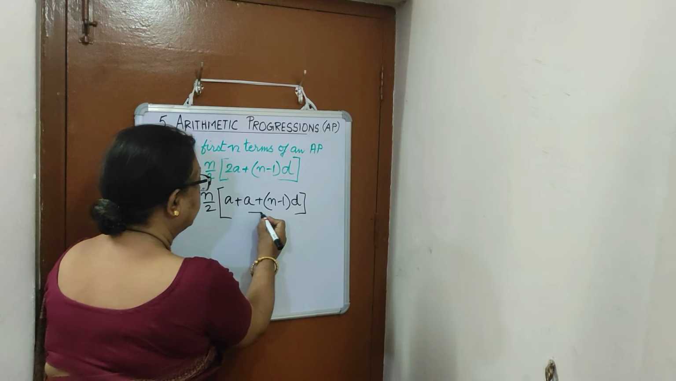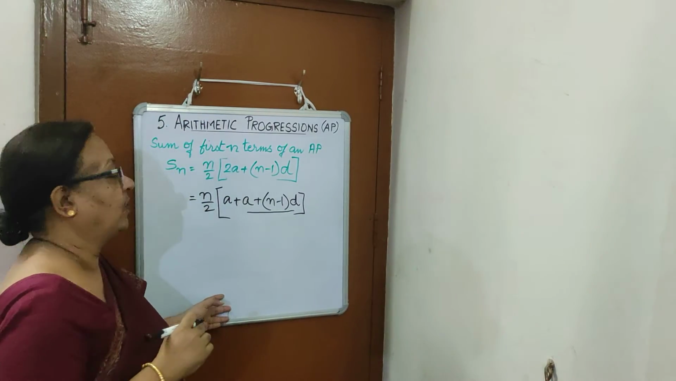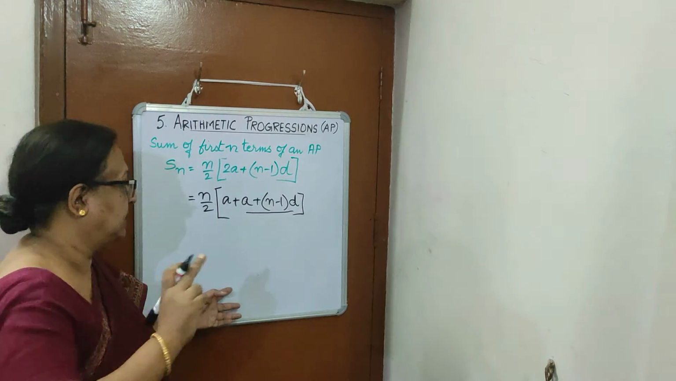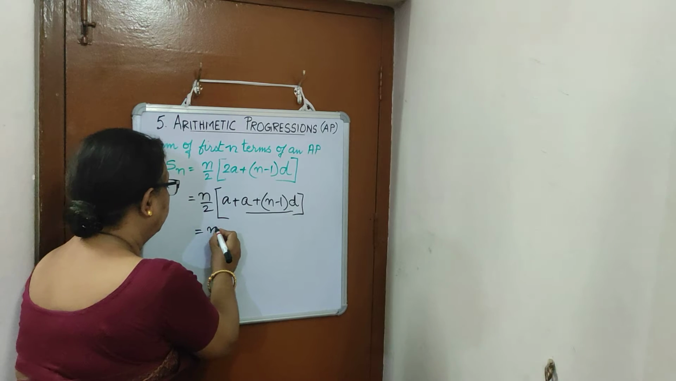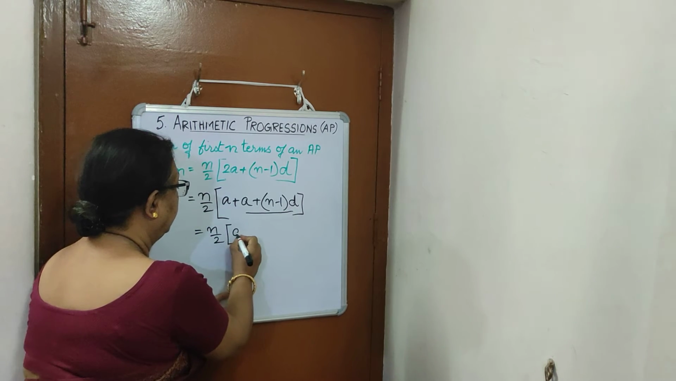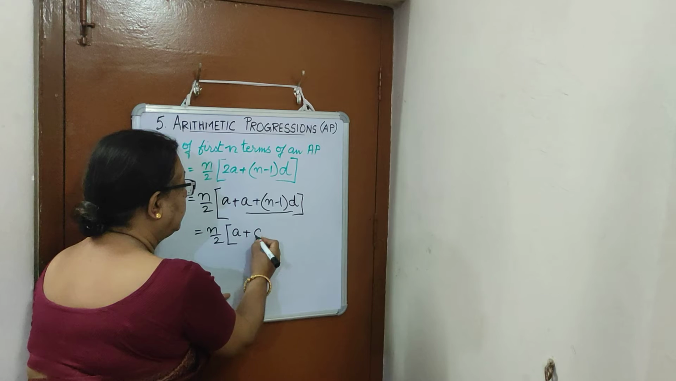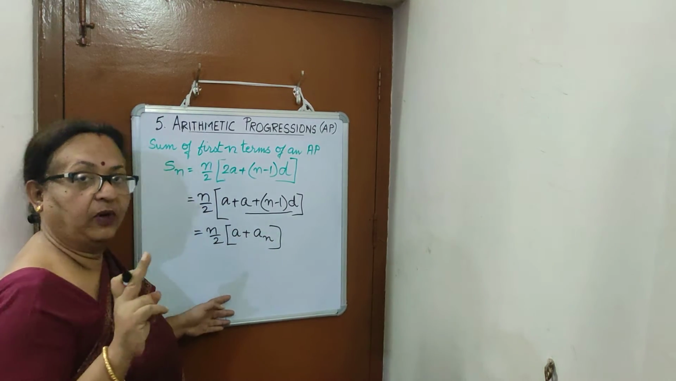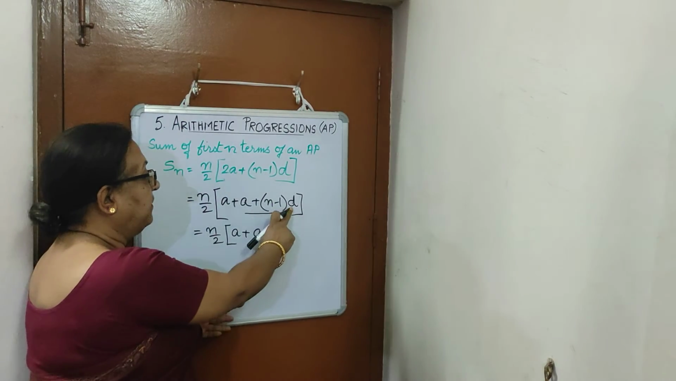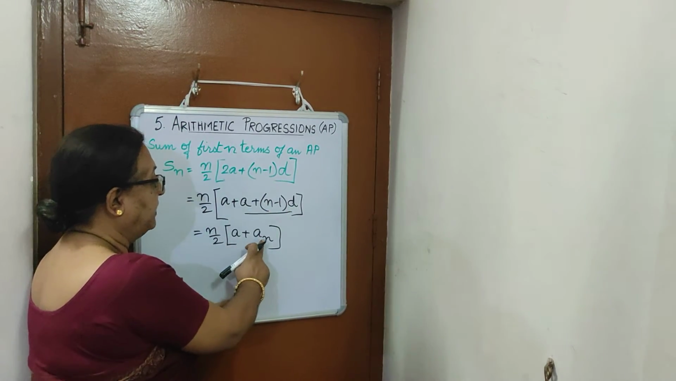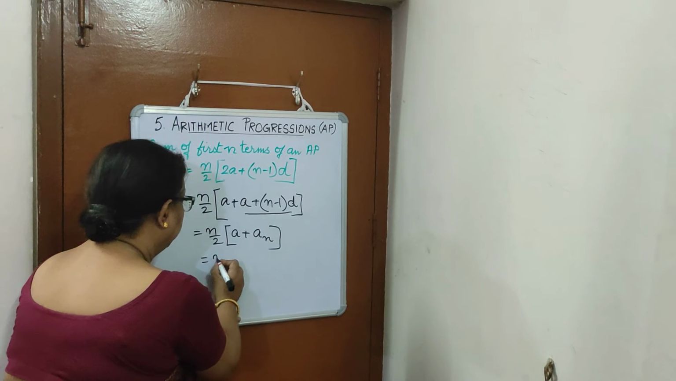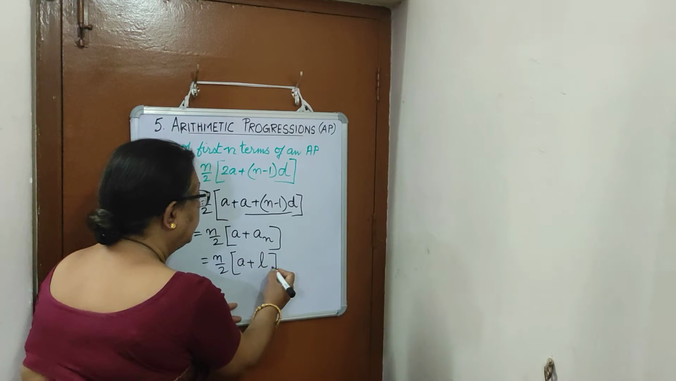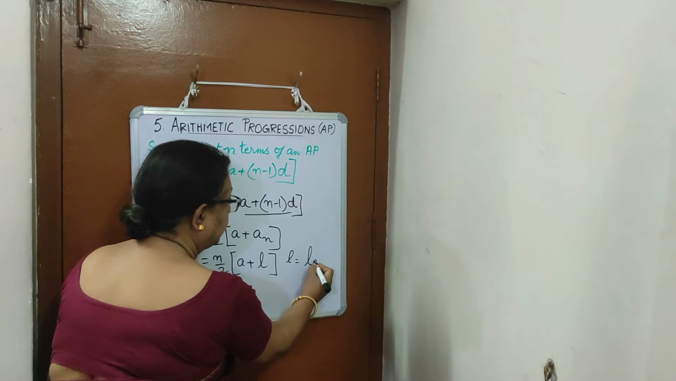Now this part, a plus n minus 1 d, this looks familiar. Yes, yes. So instead of this we can write, this is the nth term of an AP. Remember children, as you have studied before, an equal to a plus n minus 1 d. So for this part we have written an. An means L. What is L? L is the last term.